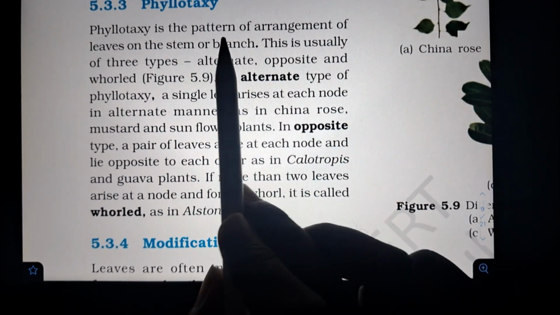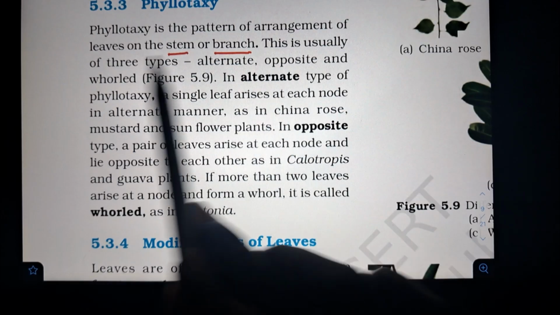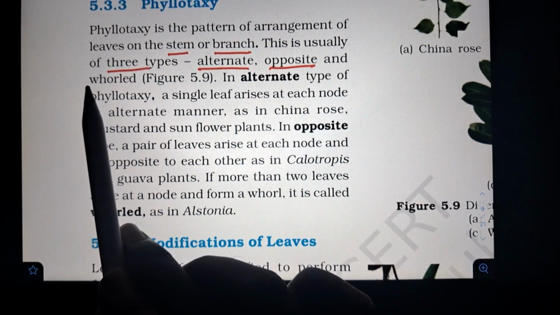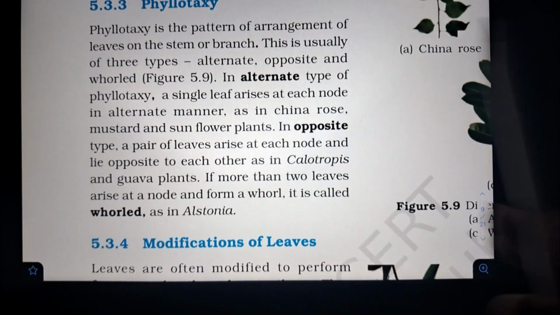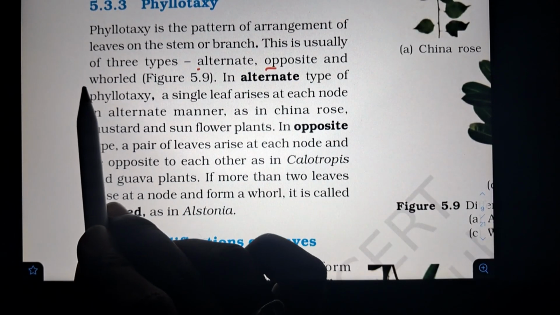Next, phyllotaxy. It is the pattern of arrangement of leaves on a stem or a branch. It is usually of three types: alternate, opposite and whorled.